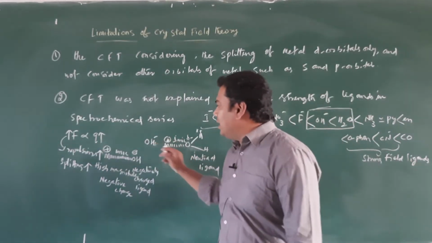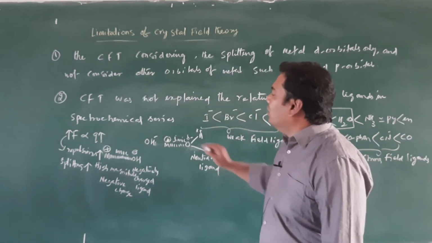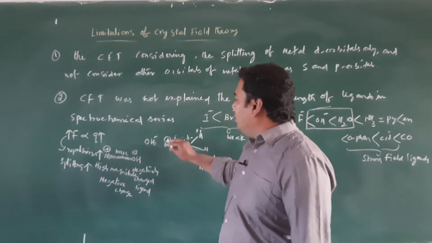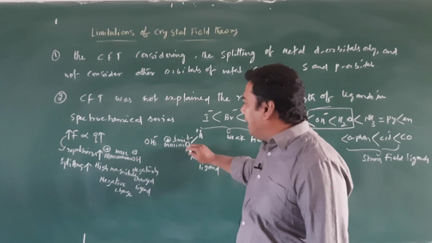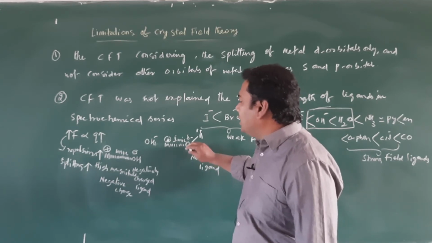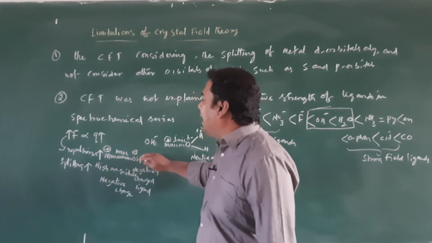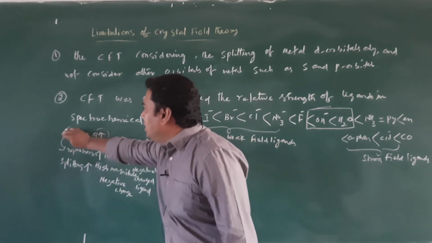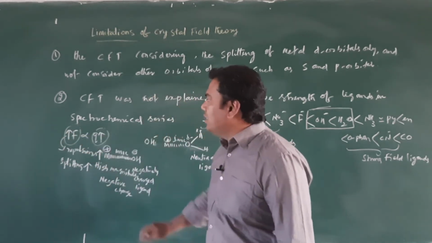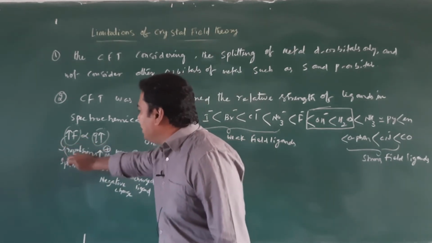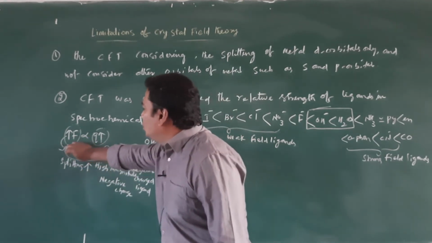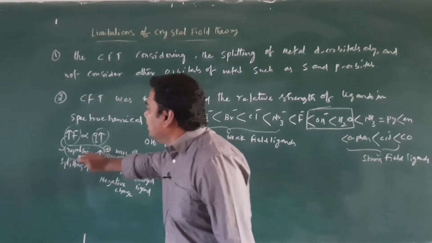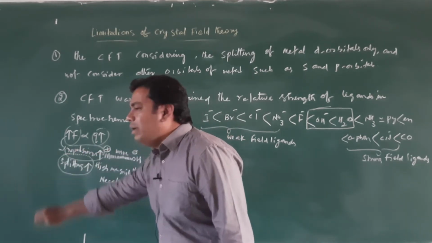In the case of OH minus, where the metal atom is surrounded by OH minus ligands, there is a highly negative magnitude of charge. Due to this high negative charge, the charge increases. If the charge increases, the force increases. If the force increases, high repulsions are possible. So due to these high repulsions, the splitting magnitude will be more.